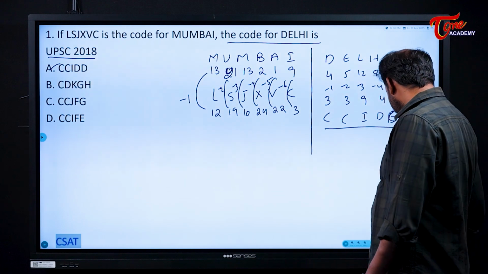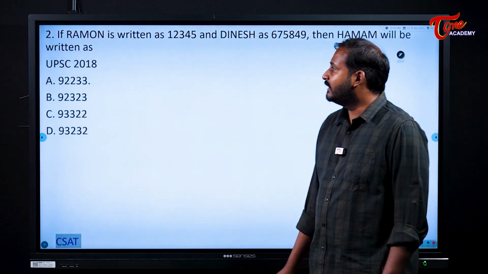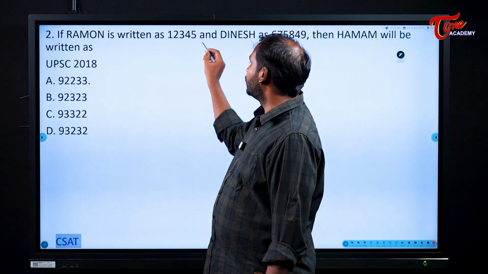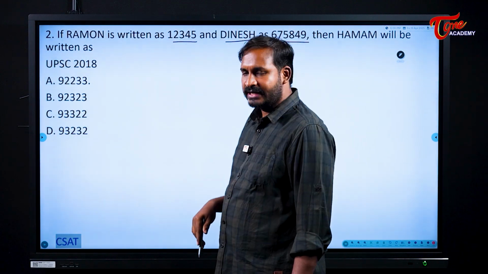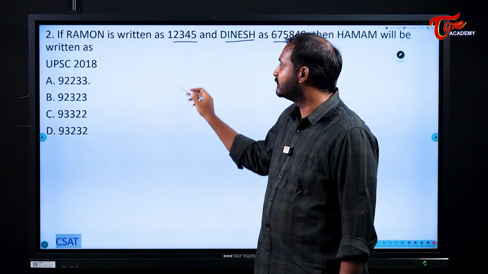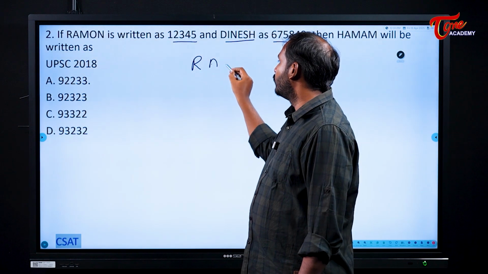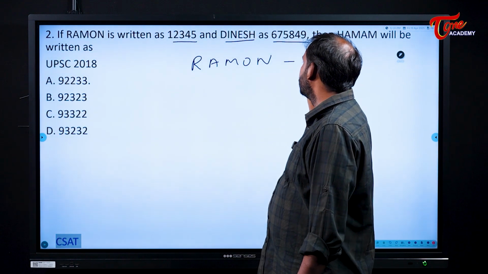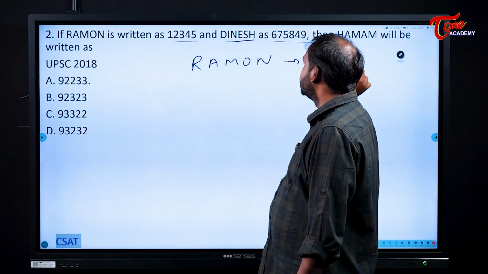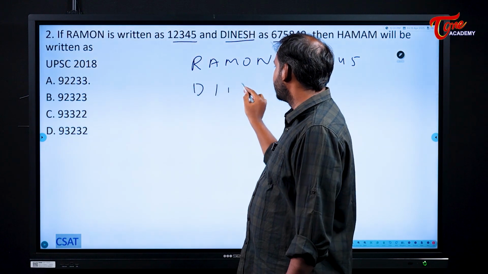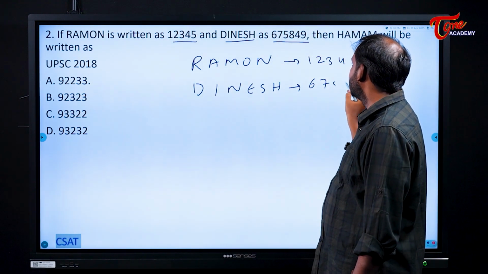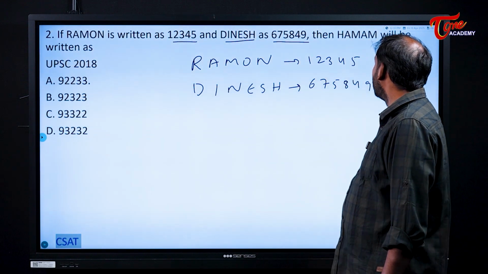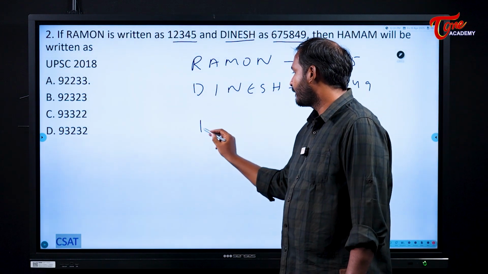Next one. If Raman is written as 1, 2, 3, 4, 5 and Dinesh is written as something like this, then how will Hammam be written? It is a direct coding. Already we have seen, Raman is coded as 1, 2, 3, 4, 5. Next Dinesh is coded as 6, 7, 5, 8, 4, 9. Okay, how will Hammam be coded?